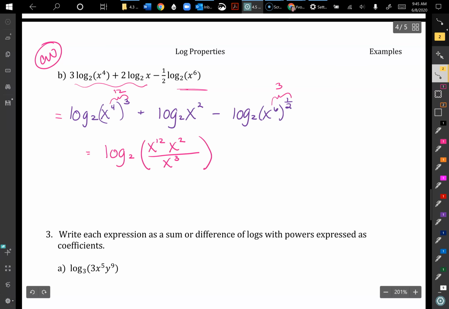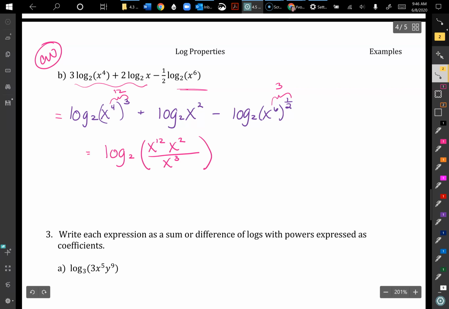Okay, so I've started you off here. We're going to take this 3. So we have 3 log base 2 of x to the 4th plus 2 log base 2 of x minus a half log base 2 of x to the 6th. So we're going to apply that. It's kind of like the coefficient becoming a power. So that is what I did here. And then that x to the 4th to the 3rd becomes x to the 12th.